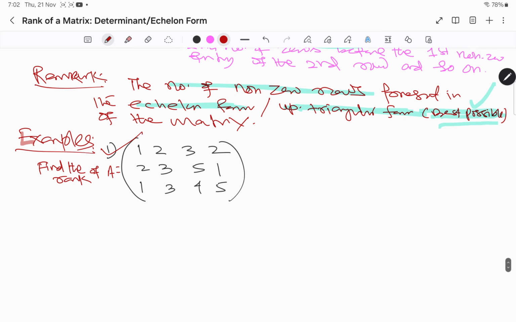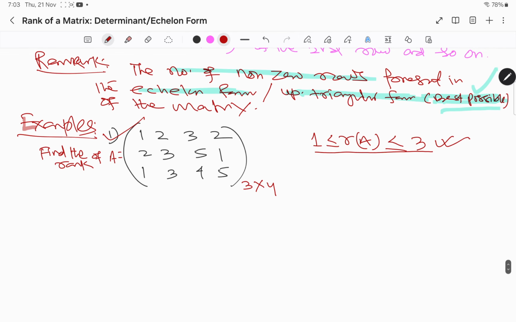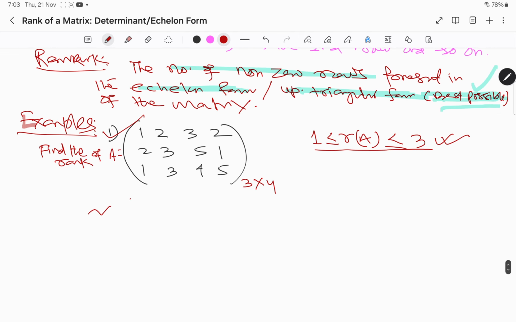Okay, so first your observation is: what is the order of the matrix? The order of the matrix is 3 rows and 4 columns. So the rank of A will be at most 3, and since it is a non-zero matrix, the rank will be minimum 1. So this observation you should make first. Then if we want to find the determinant, we have to find third order determinants. It will be lengthy here, so we adopt the technique of reduction here.